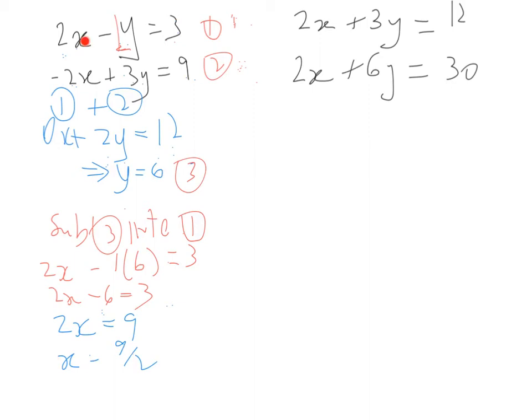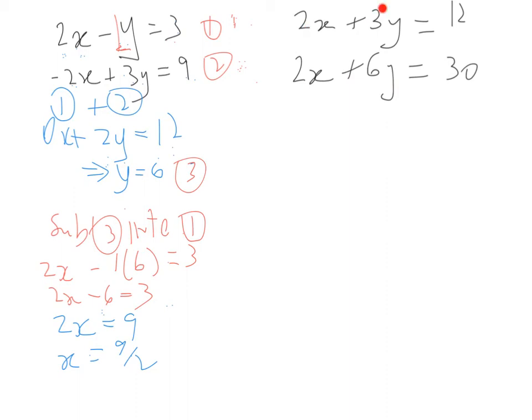And to check, what we would do is substitute our values in there. If we want, we can check that fairly quickly. We substitute 9 over 2 in here. 2 times 9 over 2 gives us 9. Minus 6 gives us 3. It works. Okay, over here we're doing the same kind of thing.